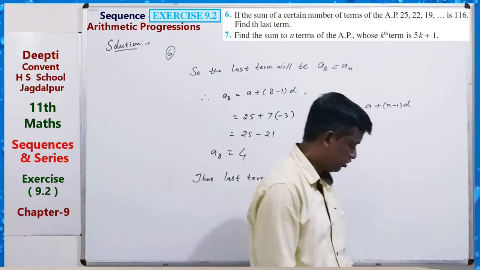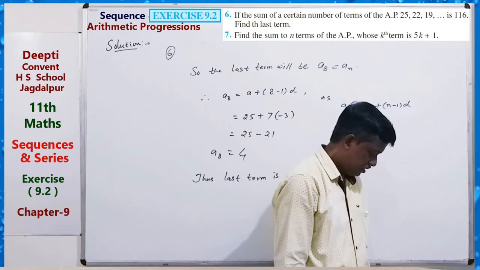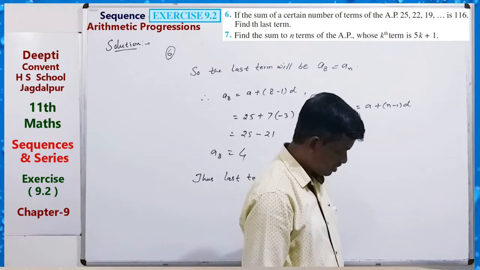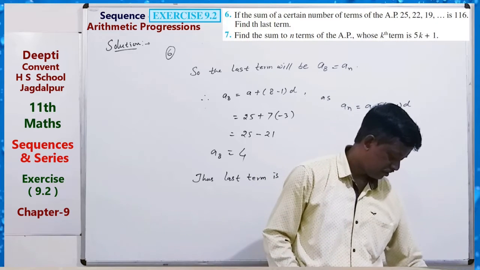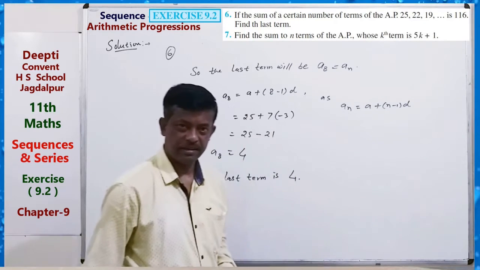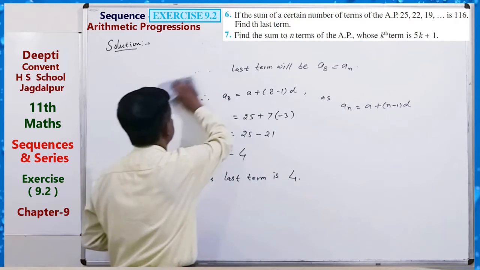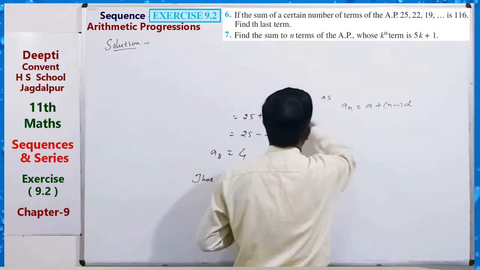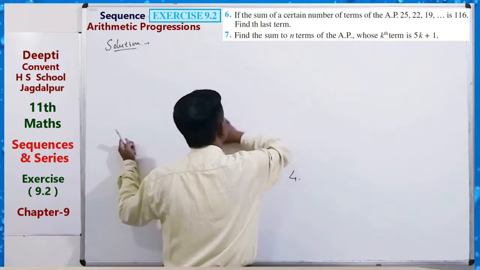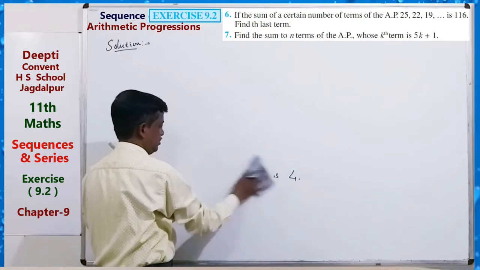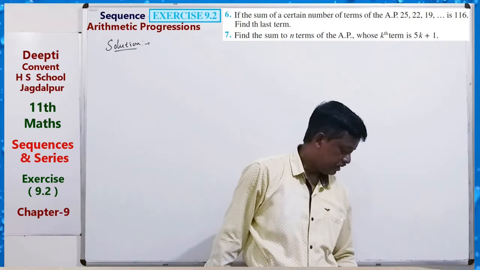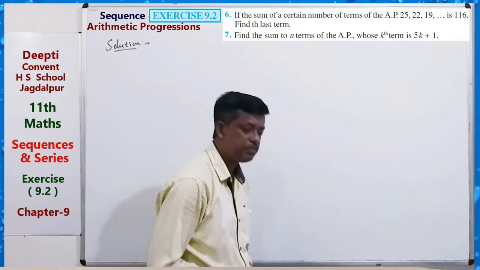How can you find the required result? Here, question 7: Find the sum of n terms of the AP whose kth term is 5k plus 1. So here we have to find Sn, the sum to n terms. We have to find the value of Sn, that is, the value of Sn will be in terms of n.